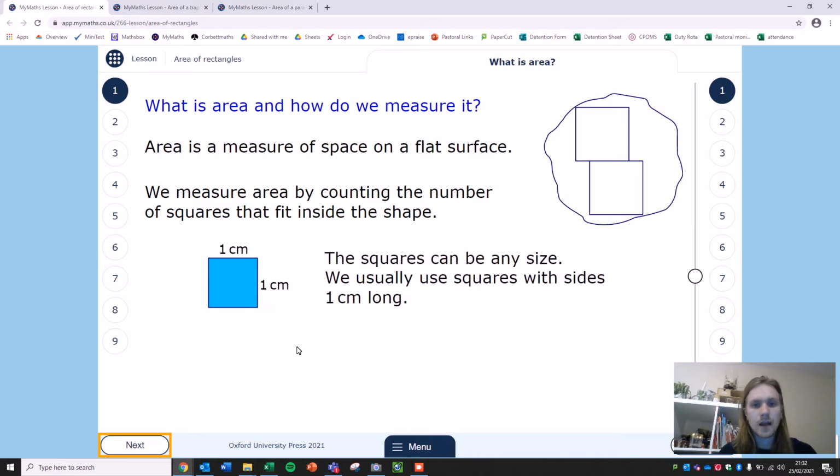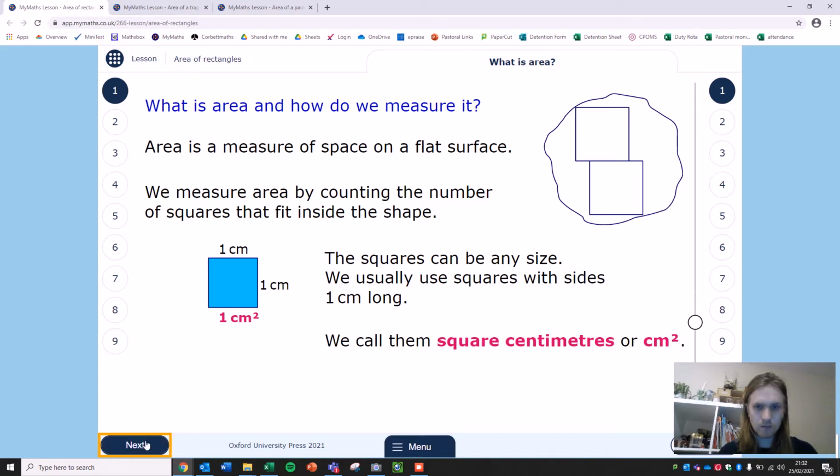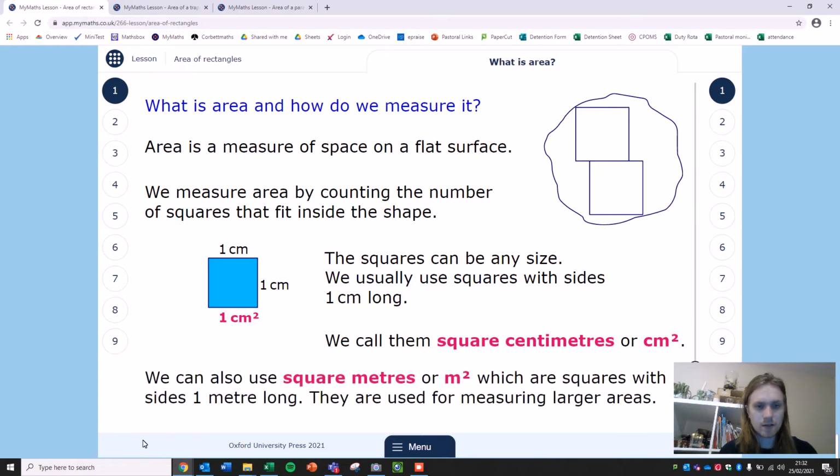And they can be any size of square, but usually we do it to a unit. The most common unit we use is centimetre, but obviously it can be any unit. And we call them centimetres squared or square centimetres. We can use square metres, we can use square anything.